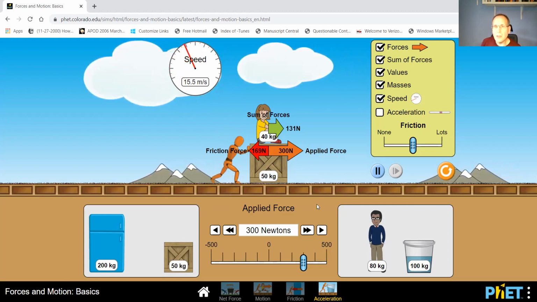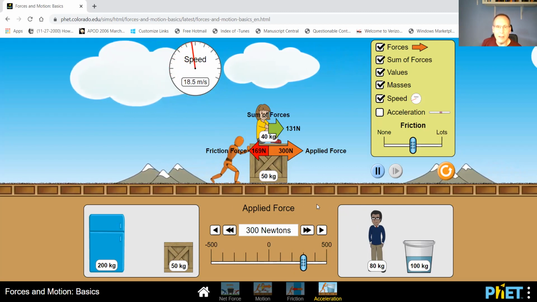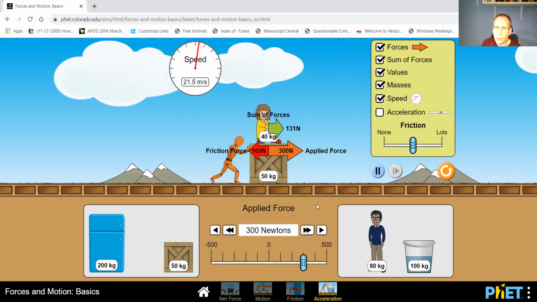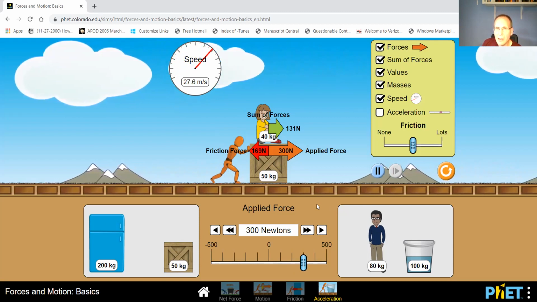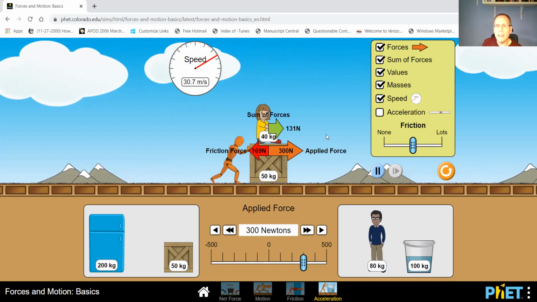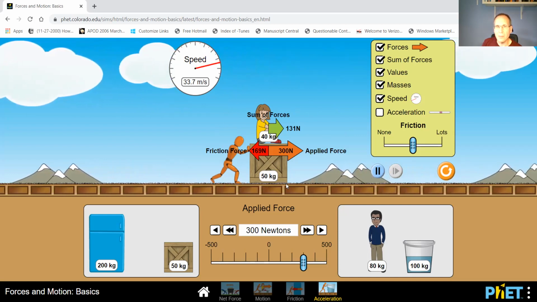So if we use Newton's second law in the x direction, we can say the sum of the forces in the x has to equal ma. So I want you to calculate the acceleration of the system.